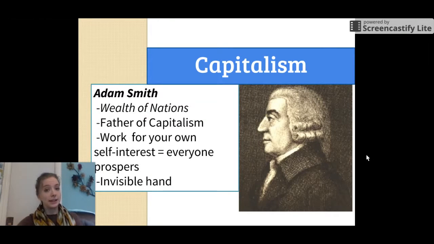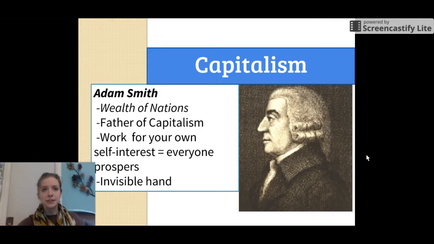Also, of course, we had the Enlightenment a little bit before, but capitalism and this theory of capitalism, which we see embodied in Adam Smith's book published in 1776 called The Wealth of Nations, does inspire the changes that you see in the Industrial Revolution. Adam Smith, just as a little background, is called the father of capitalism.